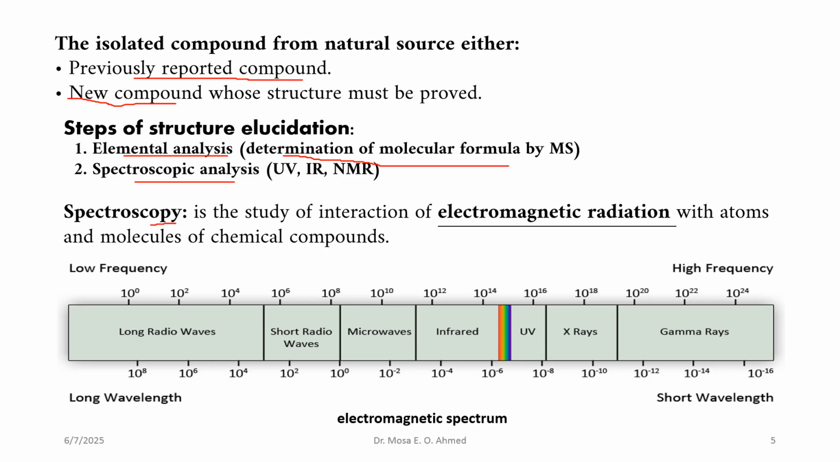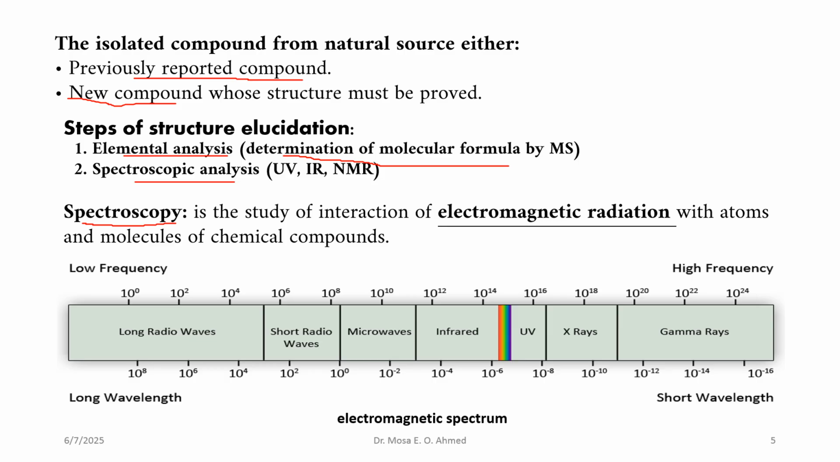Generally, spectroscopy means the study of interaction of electromagnetic radiation with atoms and molecules of chemical compounds. The interaction between electromagnetic radiation and the atoms and molecules may be direct or indirect. Indirect interaction and measurement of electromagnetic radiation as in MS, and the direct interaction as in other spectroscopic techniques like UV, IR, and NMR.